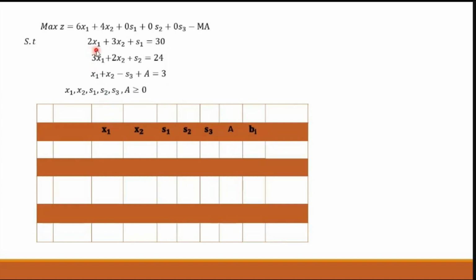So first, the coefficient of x1 in the first constraint is 2, so here 2 comes. The coefficient of x2 is 3, S1 is 1, S2 is not there in the first constraint, so 0. S3 is also not there in the first constraint, 0.